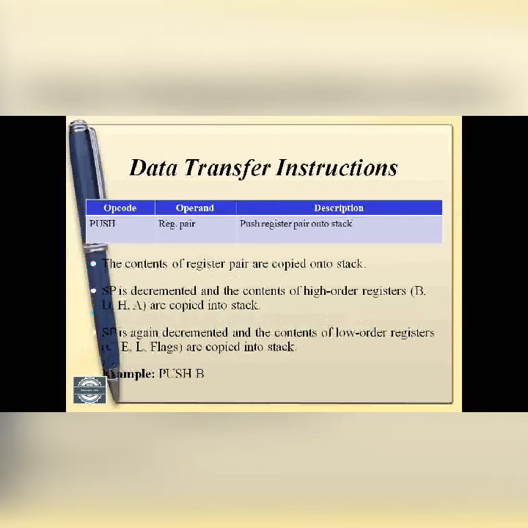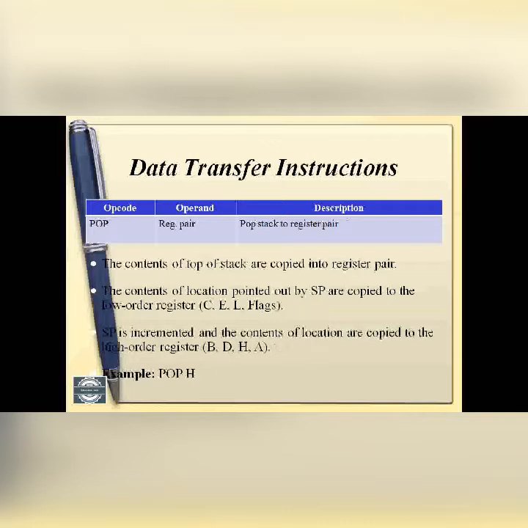Now PUSH. By the name it is very familiar. Push register pair onto the stack. On the stack related topic, if you forget, you can follow our playlist where all are given. Here the memory registers, lower order registers and higher order registers details, if you want to read, you can read from our playlist architectural notes.